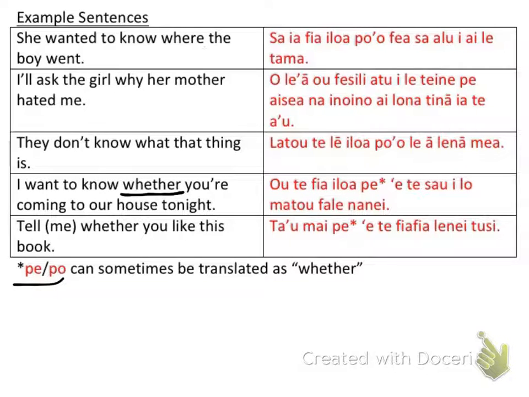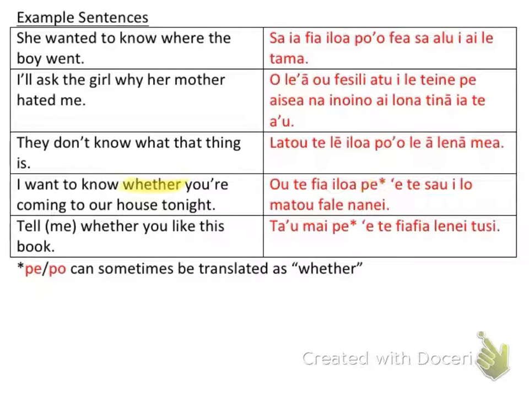But in this case, my whether, I don't have a Samoan word for whether other than pay. So pay or po, either one of the two can act as whether. And so in this case I don't need to add an additional word. So I want to know, so this is ou te fia iloa right here. And then my whether, all I have to do for that is just put a pay right there. So whether is pay right here. And then my indirect question is if you're coming to our house tonight, or something like that. So pe e te sau i lo matou fale nanei.